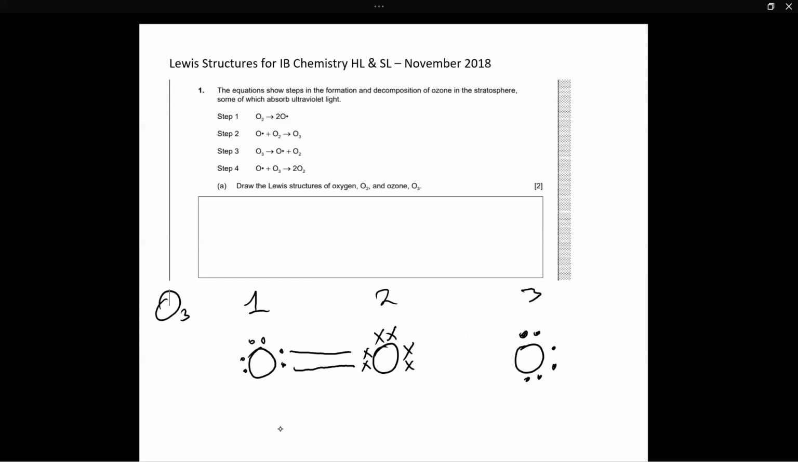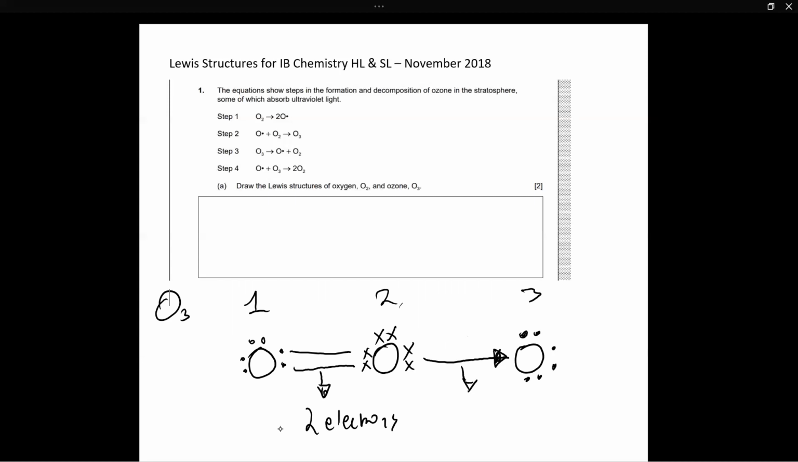Well, what does that mean? What that basically means is that oxygen number 2 is going to form a bond with oxygen number 3. But the electrons in this bond, remember how I told you earlier that a bond is made up of 2 electrons. In this bond, it's called a coordinate bond.